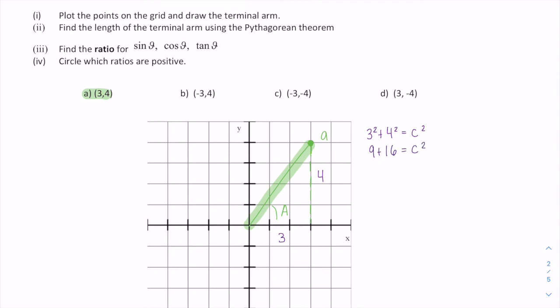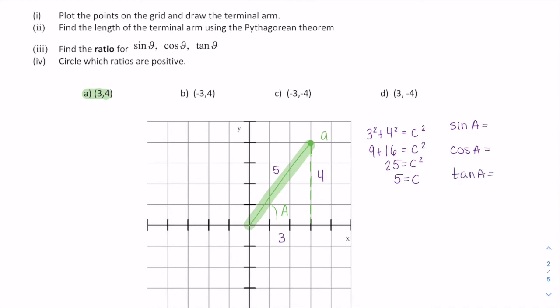And we will get 25 equals c squared. And we'll square root both sides, so we'll get 5 equals c. So this value here is 5. Next, we're going to find our sine. Actually, I'll put an A there. Our sine, our cosine, and our tan for that first one.